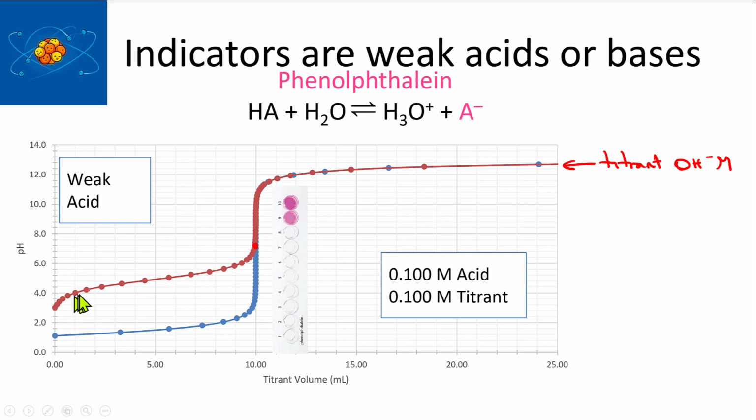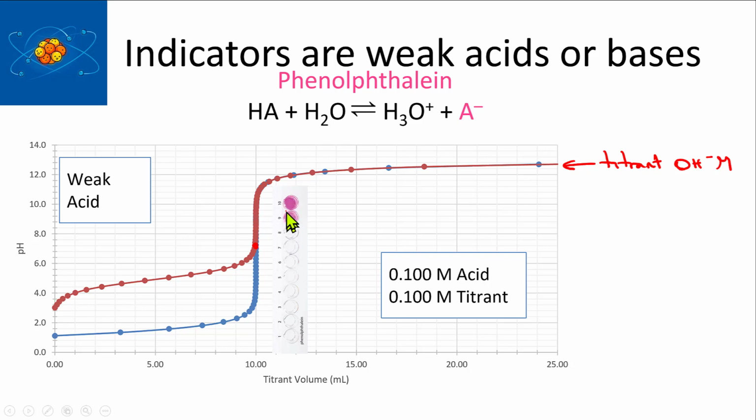Now for this weaker acid, its pKa, I think, was 5. Let's see, yeah, it was 5, because the midpoint's pH is 5. This one actually matches the phenolphthalein really well, because this is where the equivalence point pH is, and you'll be seeing a color change right at the equivalence point pH.